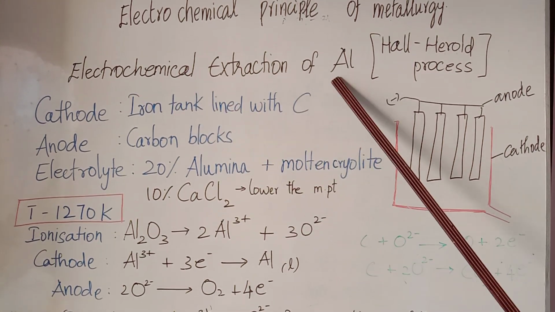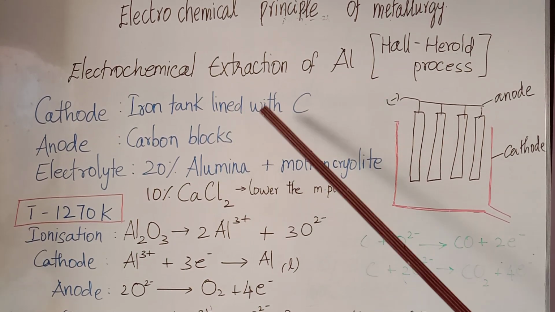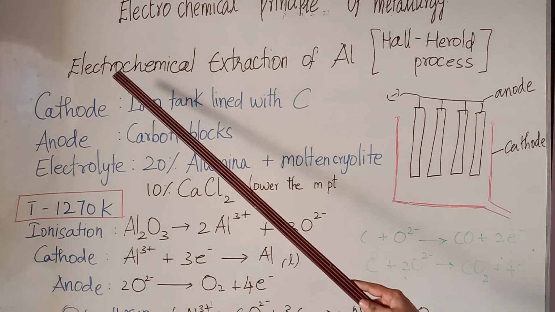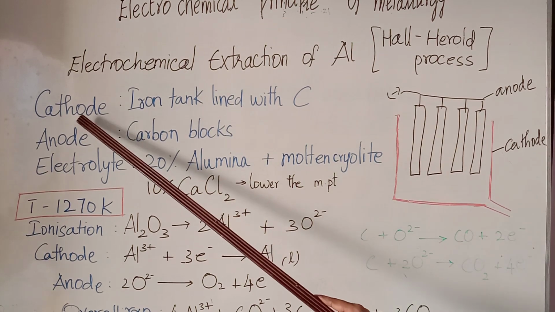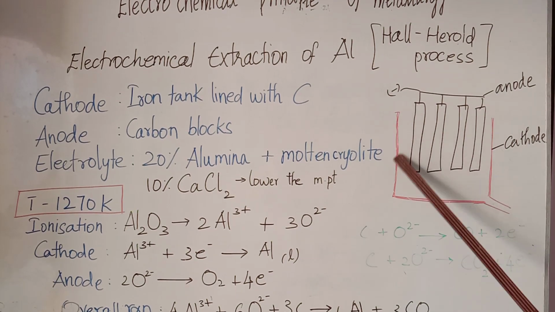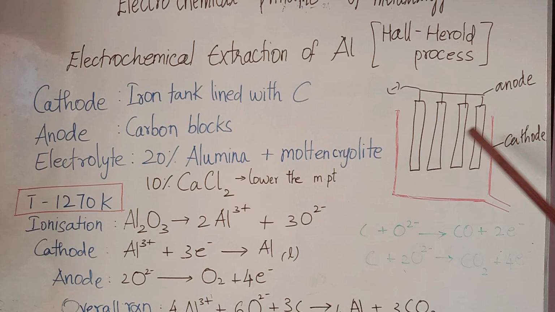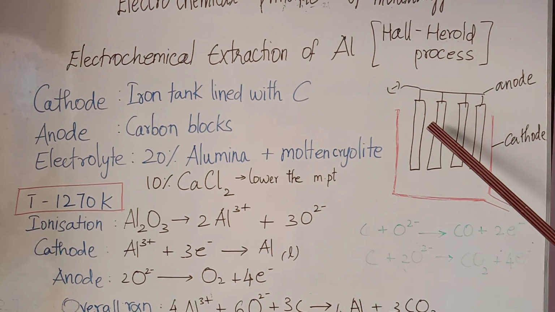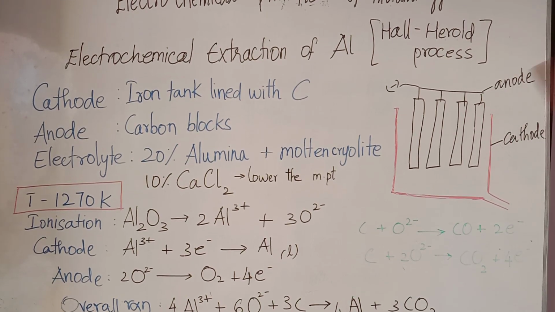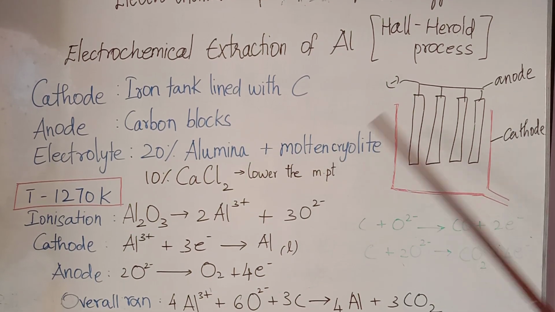Electrochemical extraction of aluminium. That is, aluminium is extracted from alumina. This process is called the Hall-Héroult process. For the electrochemical process, we have to use a cathode, anode and electrolyte. Here the cathode is an iron tank lined with carbon, and the anode is carbon blocks. These carbon blocks act as the anode. And the electrolyte is 20% alumina in molten cryolite.